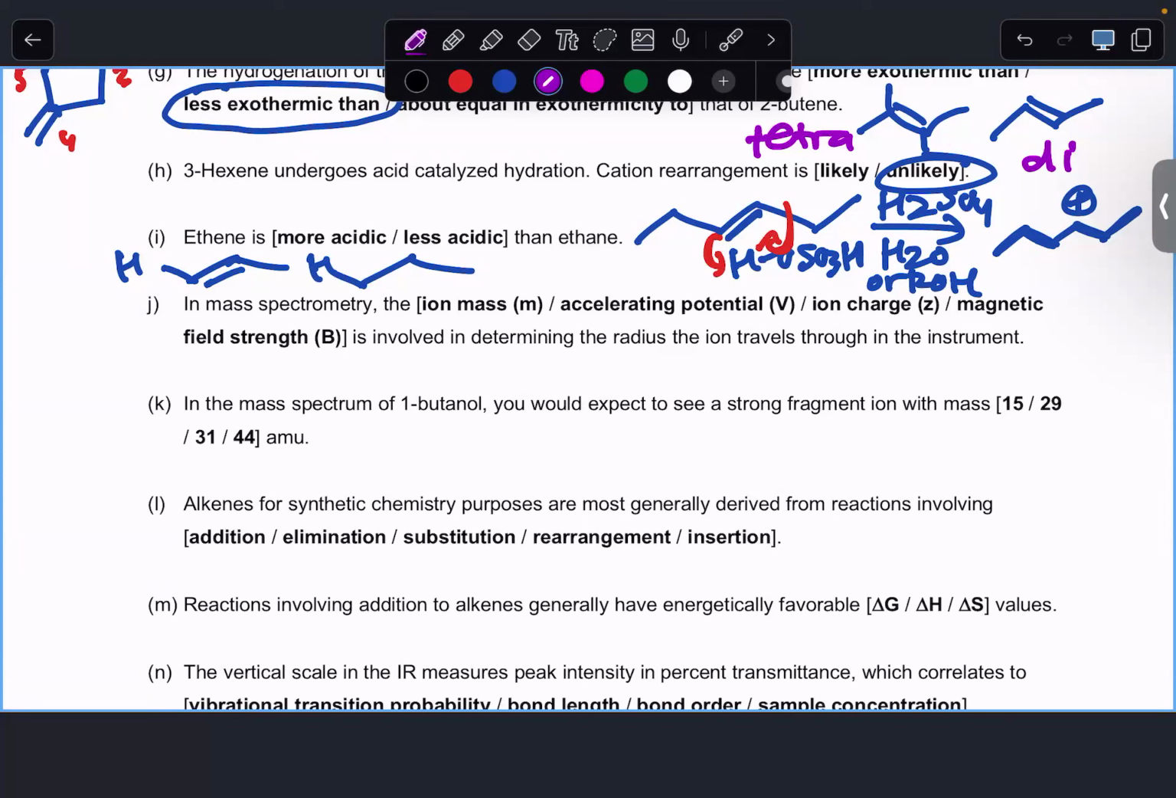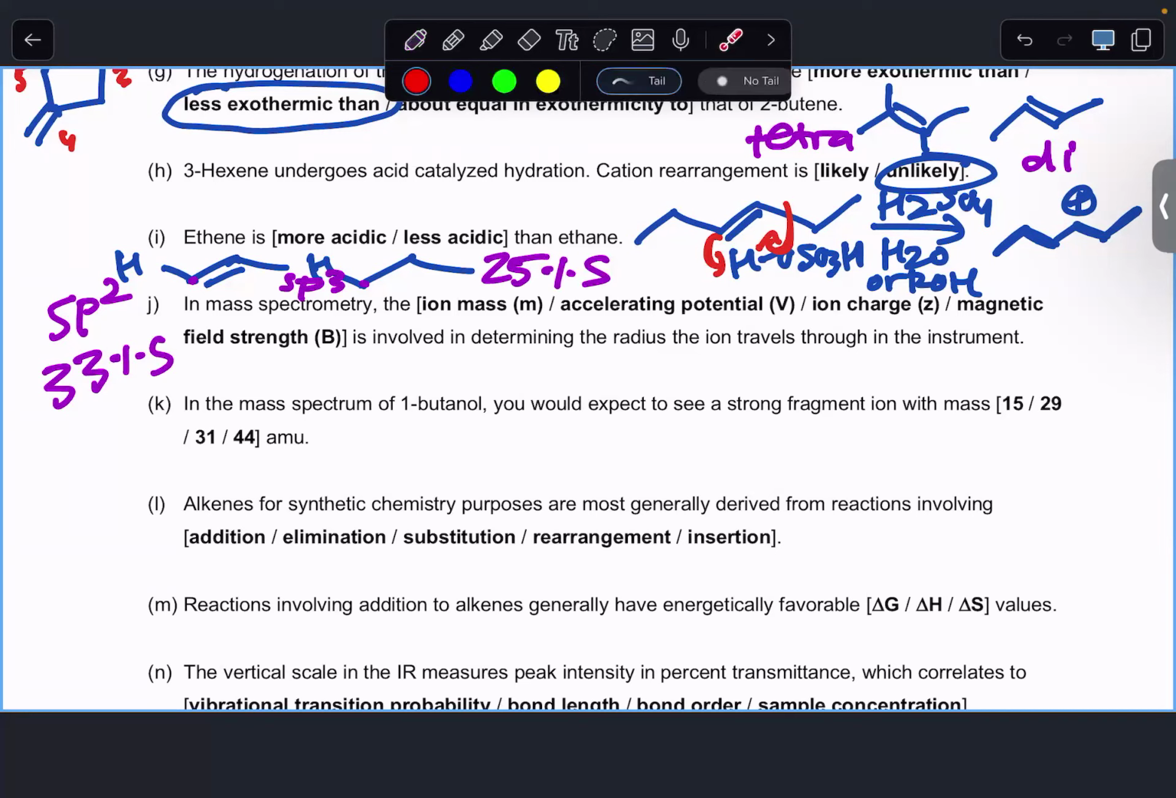Okay. Now we have ethene versus ethane. So this ethene here, what is the hybridization of this carbon that is double bonded? sp2. How about this carbon here that is single bonded? sp3. Right. Which one of these has higher s character? Yep, the ethene, because it has 33% s character. This has 25% s character. So given that, which one is the more acidic hydrogen?